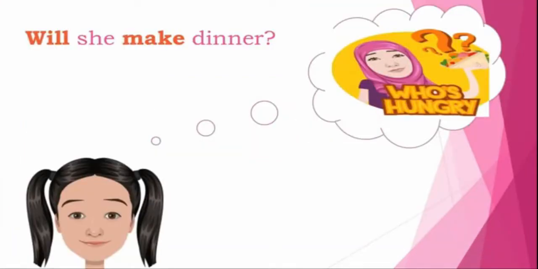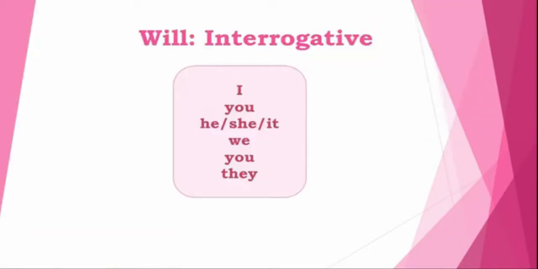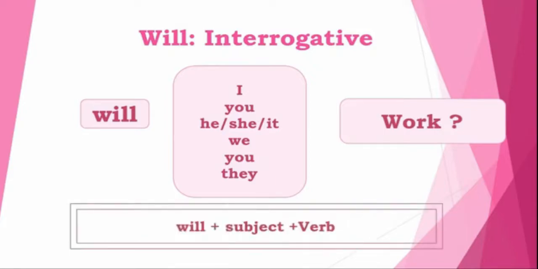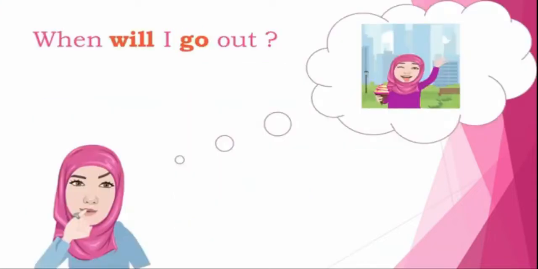Will she make dinner? So will in the interrogative form: will plus I, you, he, she, it, you, we, they, plus verb. Will I work? Will you work? So the rule is will plus subject plus verb.